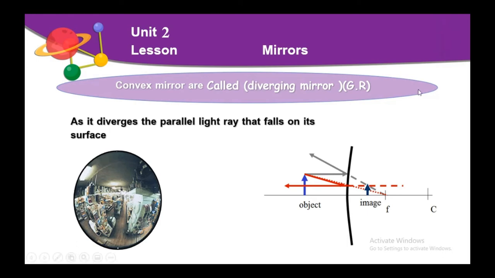When light falls from the object, this arrow represents the object, on a convex mirror, it will return back, but not in the same direction. It diverges the light when it falls on it. So we make an extension of the divergent light rays, as you see in the picture, and form a small image.